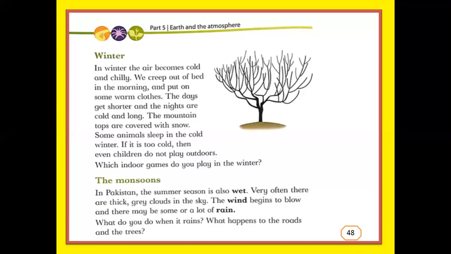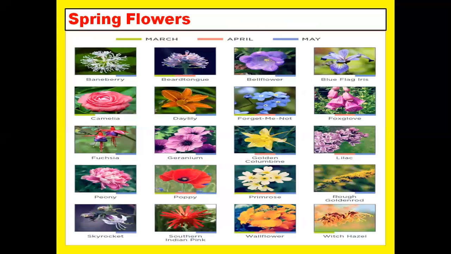Okay, students. Now I just want to show you some flowers. You can see these flowers in the spring. Okay, in the spring. These are some flowers. Just look at these flowers, and try to find these flowers here. But here in Saudi Arabia, I have seen this flower, bell flower. Okay, and also this one, peony. You can see these flowers.